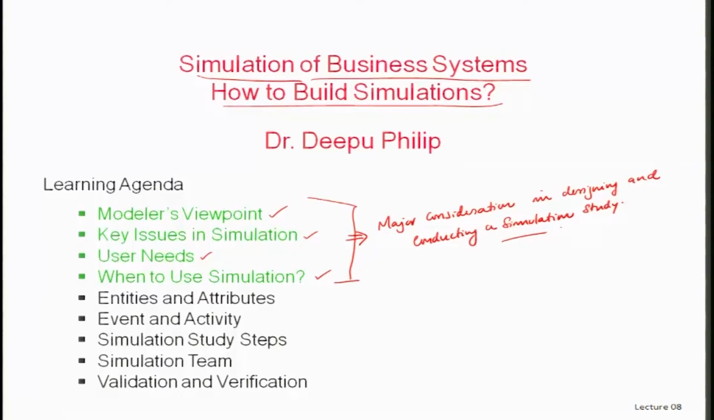Now what we are going to look into is some of the new aspects. Today in this current lecture we will look into some of the major definitions of the terms, then we will look into entities and attributes, then we will talk about event and activity, and then, if time permits, we will also see some of the simulation study steps in the process. But at least we will go through these two in today's lecture.